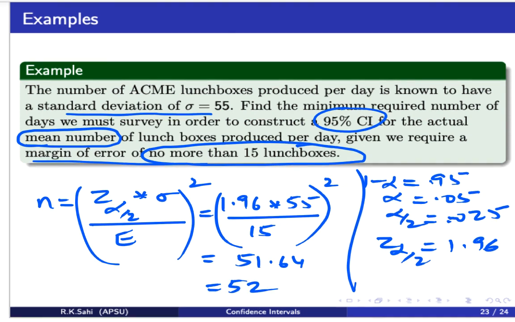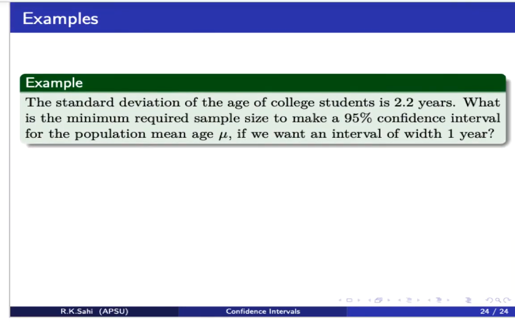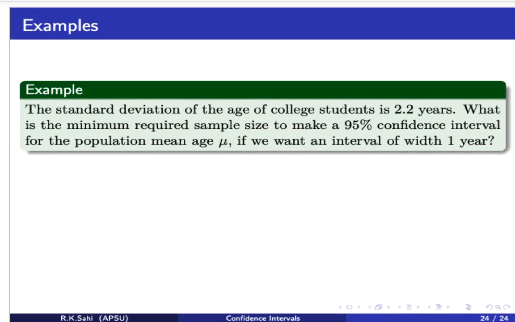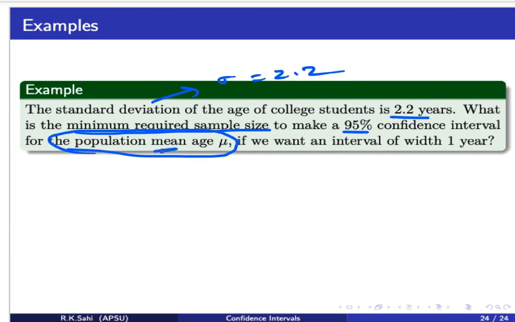Okay, one more example, and we are done, guys, with this chapter 8 on confidence intervals. Now, the standard deviation of the age of college students is 2.2. So we are assuming here sigma to be 2.2. What is the minimum required sample size to have a 95% confidence interval for the population mean age? Remember the word mean. And we're looking at minimum required sample size. If you want an interval of width 1 year, that means this is my margin of error.